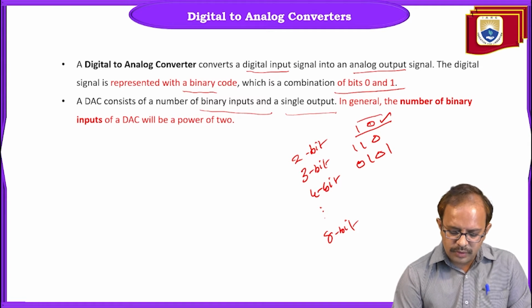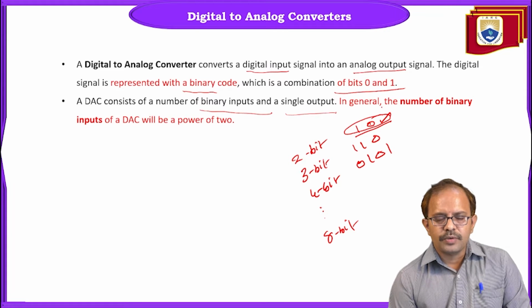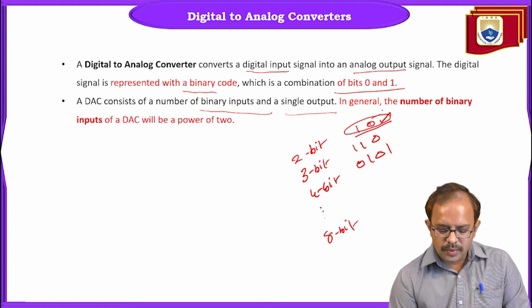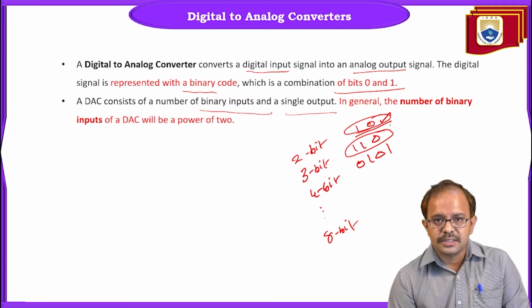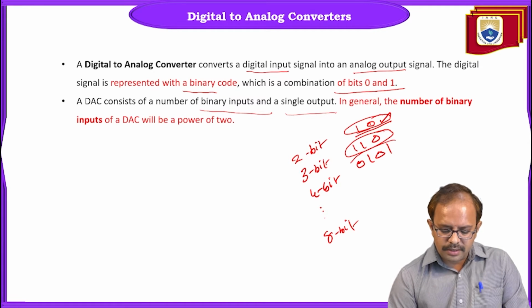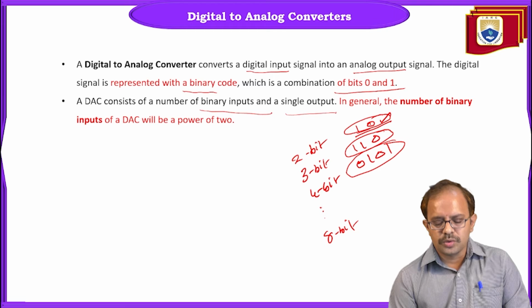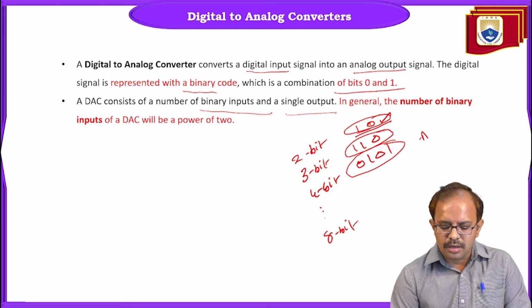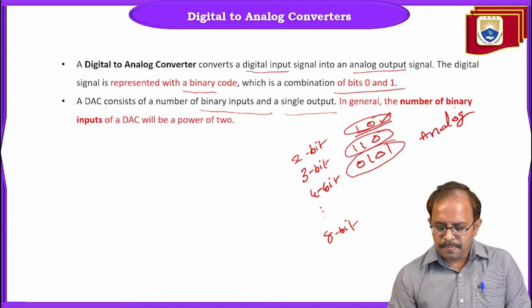So if you want to design a 2-bit DAC, we are going to consider the 2 bits. If it is a 3-bit data, in a given time we are going to consider 3 bits. If it is a 4-bit data, we are going to consider the 4 bits which are coming as input to the DAC to generate the corresponding analog output. The output is going to be a pure analog output, right?